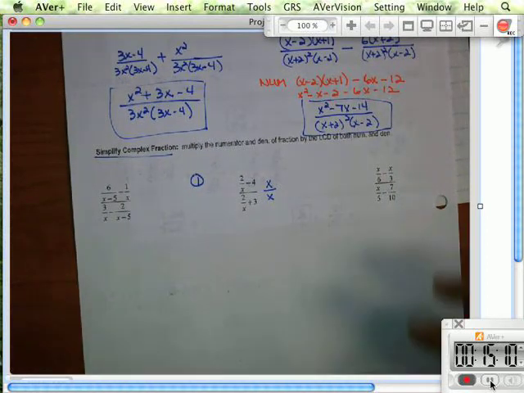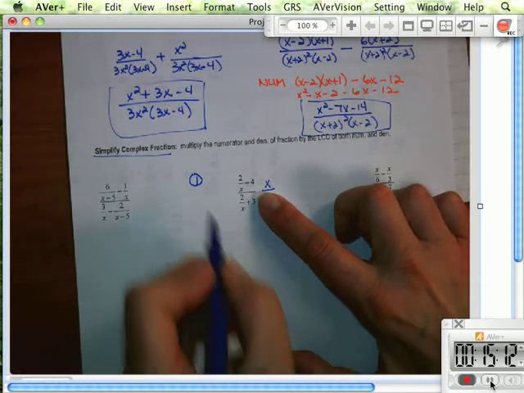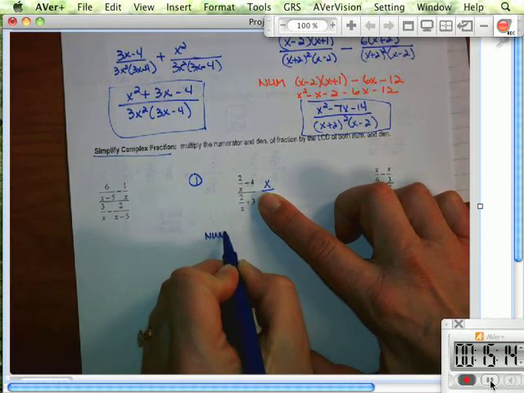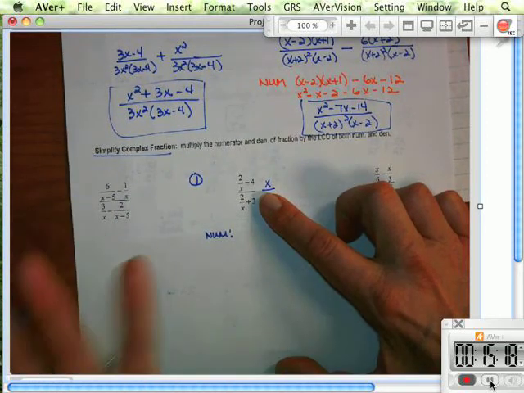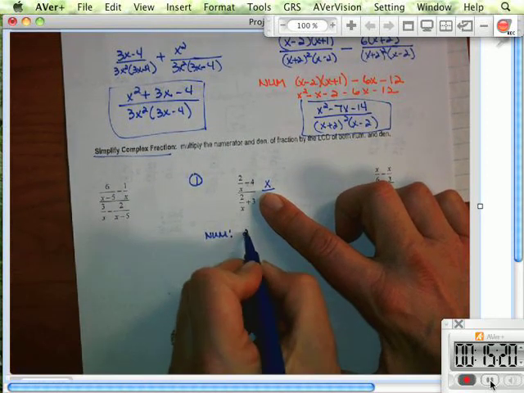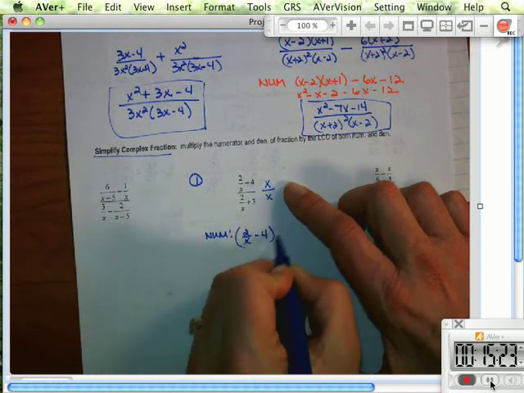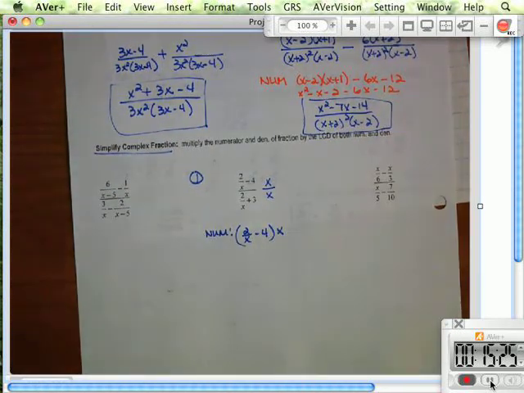Okay, so I'm going to write the numerator out here. I can just do this in my head, but I probably should show you how to do it. 2 over x minus 4. It looks like this, right? If I'm multiplying that numerator by x, that's kind of what it looks like, correct?